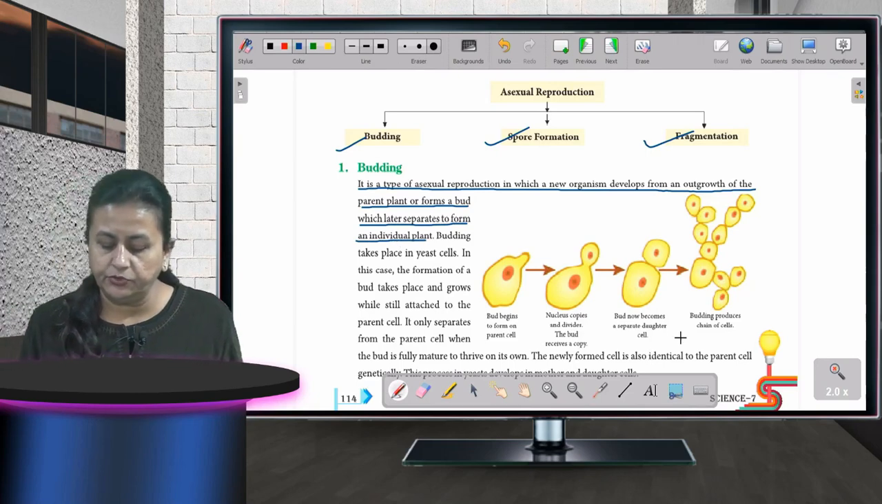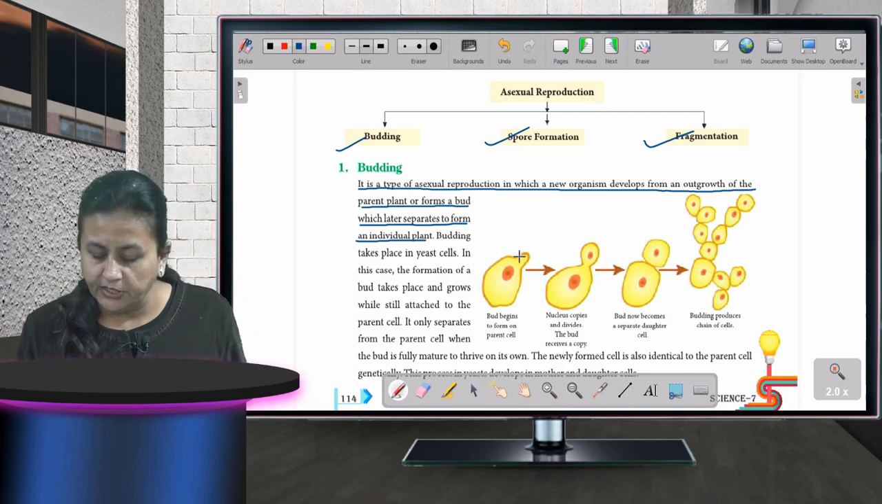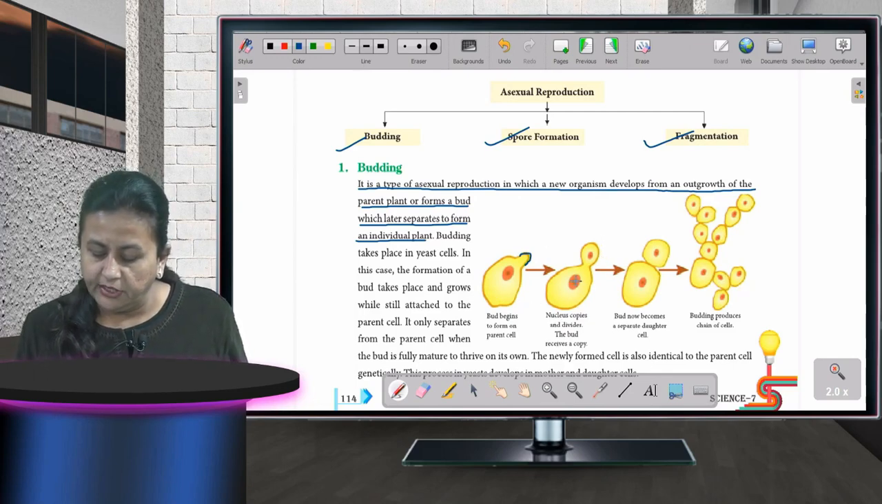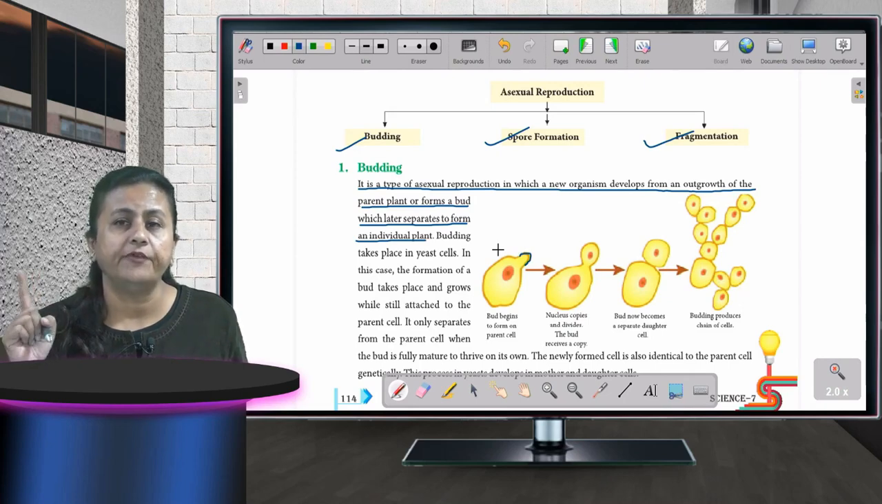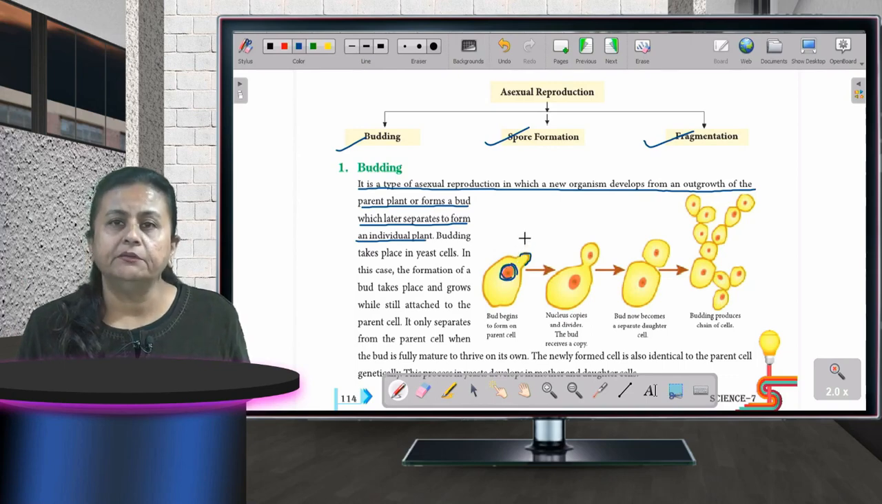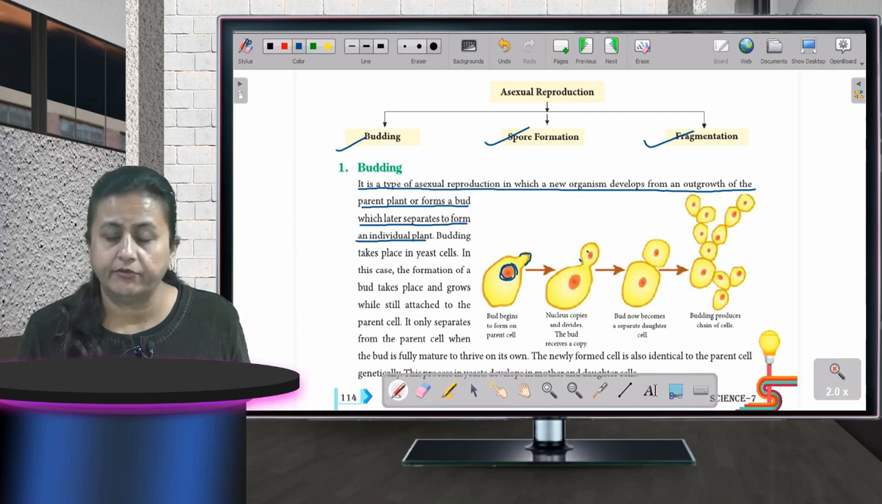Yeast, what does it do? This is the yeast plant. When it wants to reproduce, what happens? You can see this, a bud begins to form on the parent cell. Yeast is a unicellular plant, that means it has got only one cell, and you can see the nucleus is also there. When this plant, yeast, wants to grow, it starts forming this projection. This is a bud, and when this bud is formed, the nucleus also develops over here.